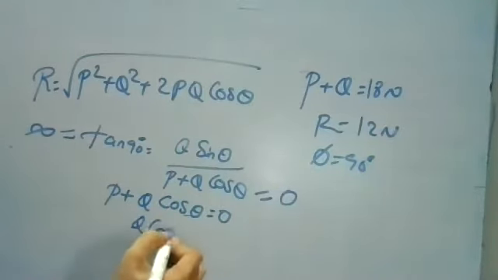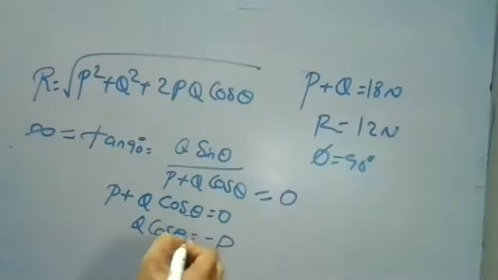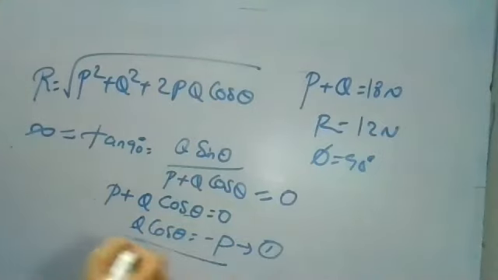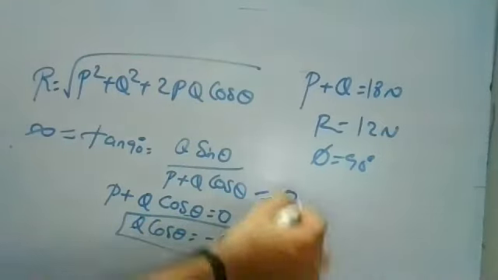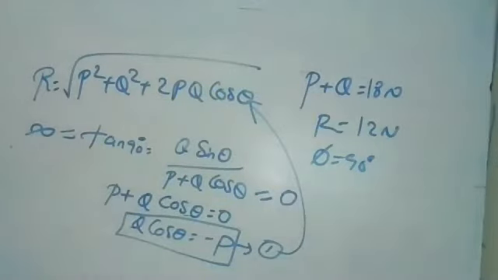So from this relation, q cos theta is equal to minus p. I'll take it as the first relation. Now in the first relation, I substitute this so I can cancel the cos theta. So when you substitute, you get the relation. From this, try to find p and q. Solve step by step.